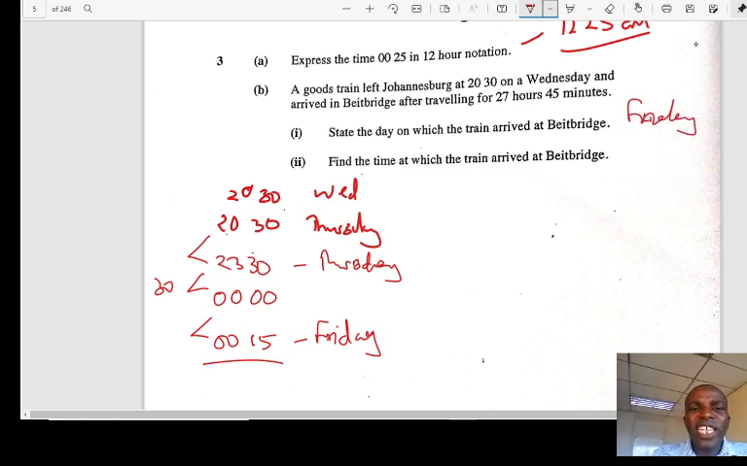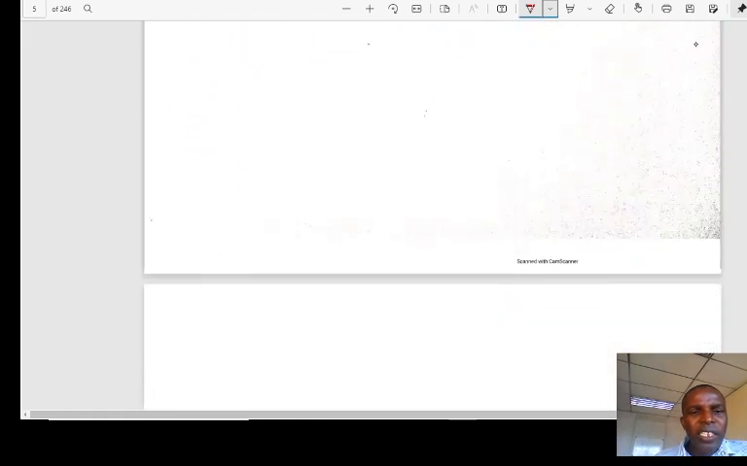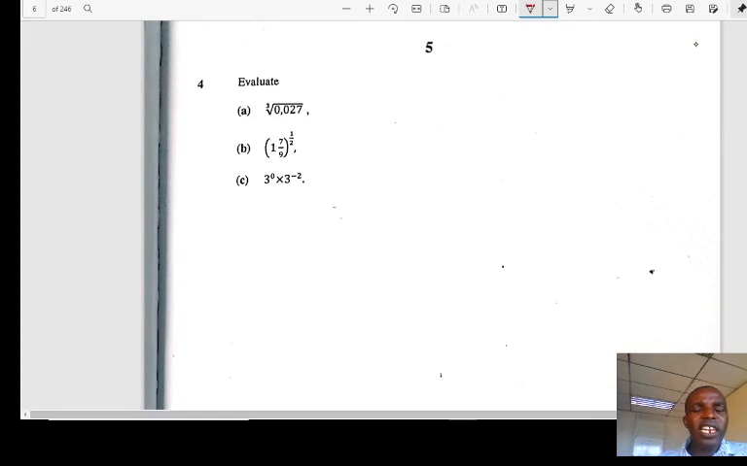Then next, find the time at which the train arrived at Beitbridge. We've already worked it out. We can say 0015 hours, or we can say 12:15 a.m. Still, it makes sense. Whichever. That's for item number 2. Done. Then next question, number 4. Evaluate. Find the value of that one.